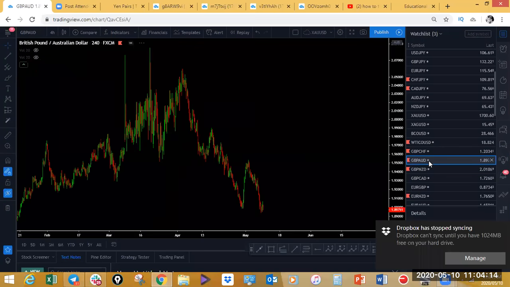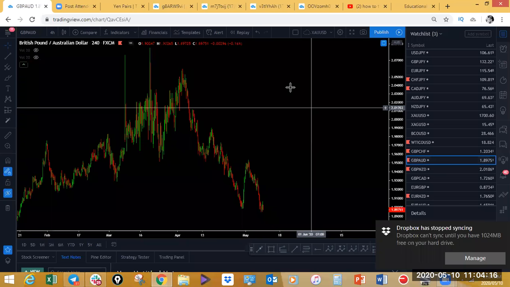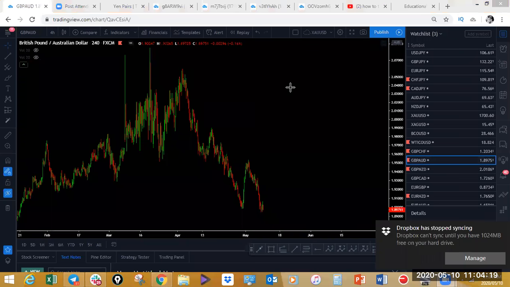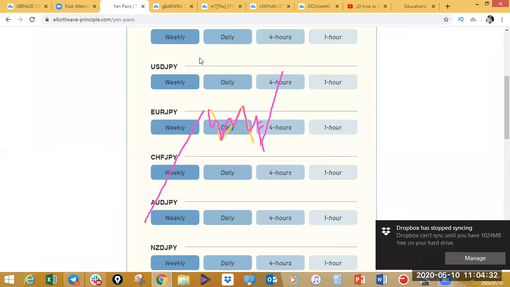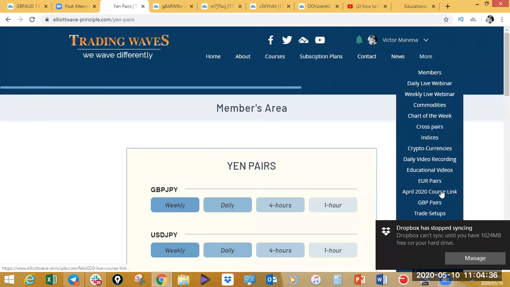And the rest of the pound pairs, if you just look at the website, what we focused on there, we focused that we're going to get pullbacks. Let me just go back to the website. I think I showed this last week. The expectation on the pound pairs. Let's go to the pound pairs.